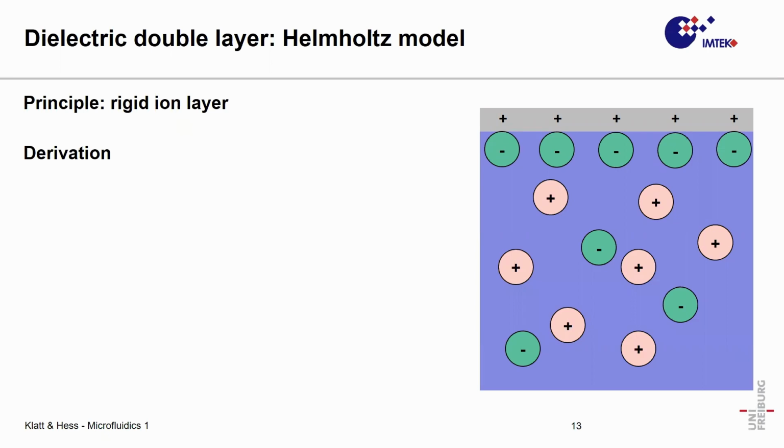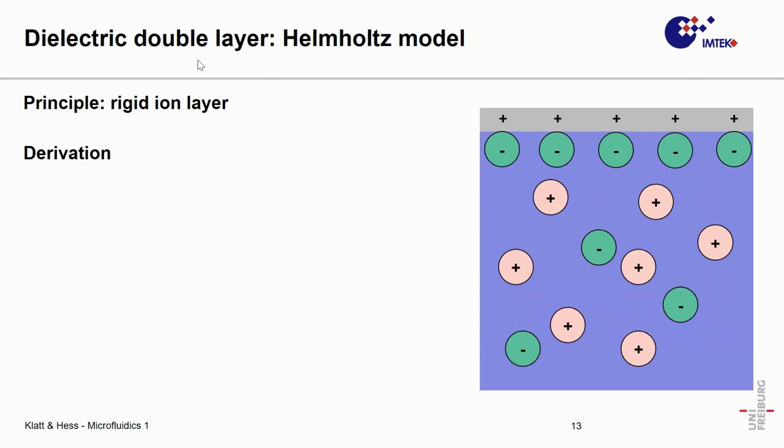So the interaction between liquid and solid can be described by various models. And the keyword to find these models is dielectric double layer. In this lecture, we will cover 3 models, and we will start with the easiest one, which is called the Helmholtz model.